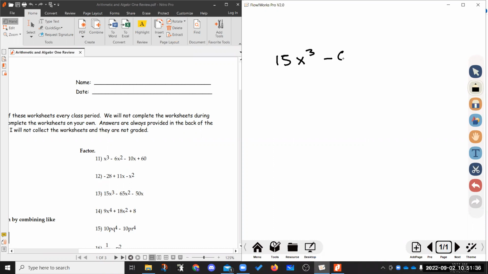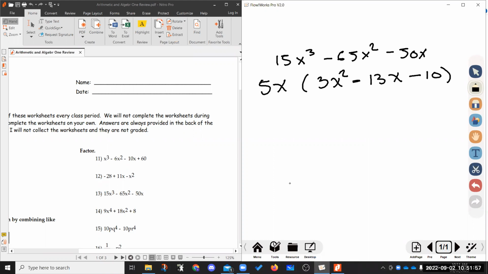15x to the third minus 65x squared minus 50x. We always start off by asking ourselves if there's a GCF. So we're going to factor out 5x to start off with, and that makes this 3x squared minus 13x minus 10. What do we do when the leading coefficient is not 1? Well, we have some guess and check techniques. I also have other techniques. Let me show you how I would do this to be sure.